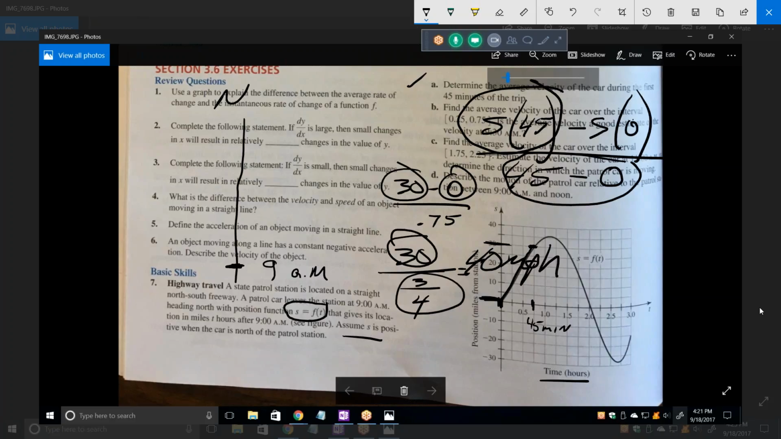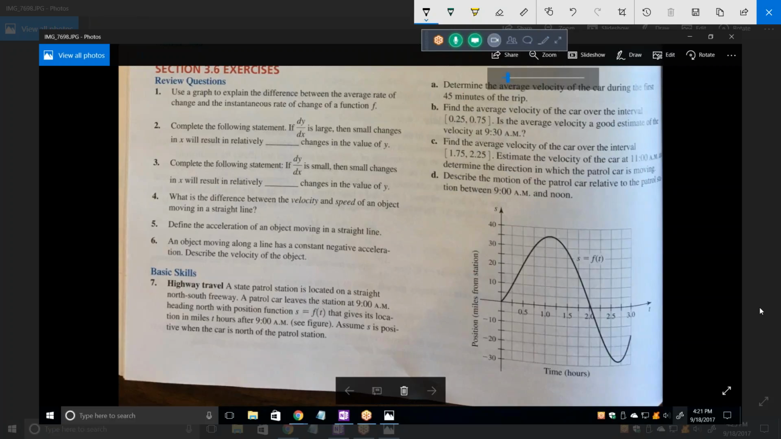You with me? Yep. Okay, let me erase all of this. Find the average velocity over the interval 0.25 to 0.75. So it'd be all over 0.5.